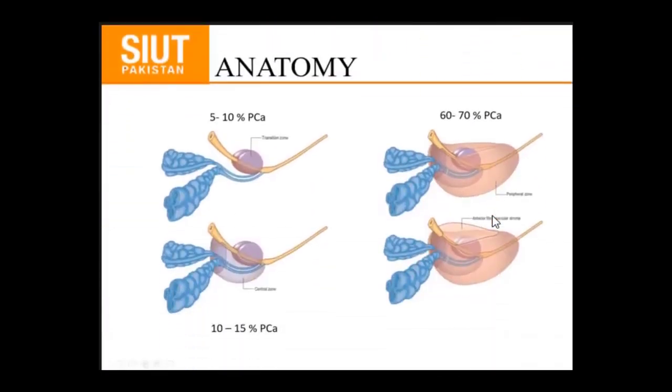First of all, a little bit about the anatomy of the prostate gland. The prostate was divided by Mr. McNeal in 1968 into three distinct zones: transitional zone, central zone, and peripheral zone. As we can see in this picture here, the urethra passes through the transitional zone, and the ducts of the seminal vesicle pass through the central zone.